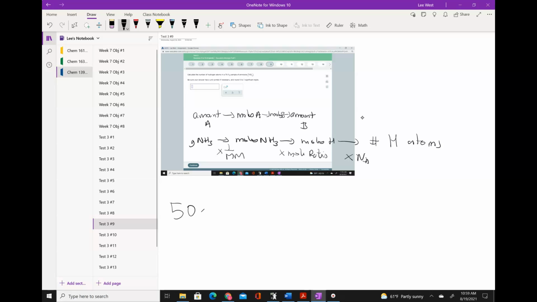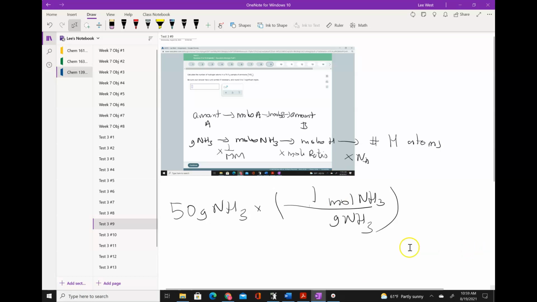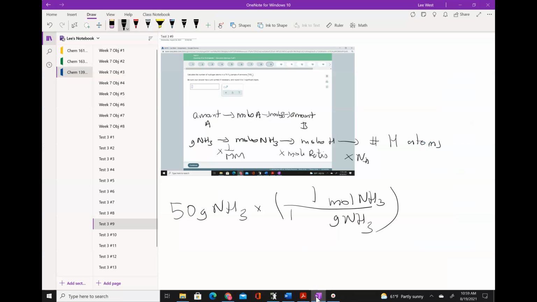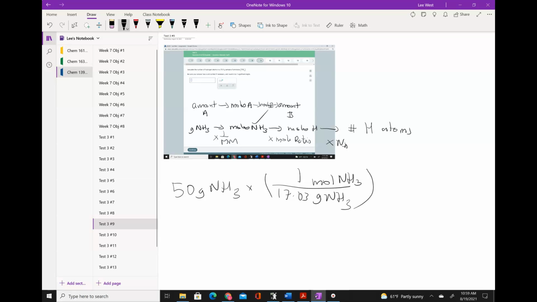So I've got 50 grams of ammonia multiplied by, and I know immediately that grams of ammonia has to go on the bottom and moles of ammonia should go on the top. This is the molar mass. I know the molar mass, but I'm going to show good practice: 17.03 grams. And you can see that that will get me to there.